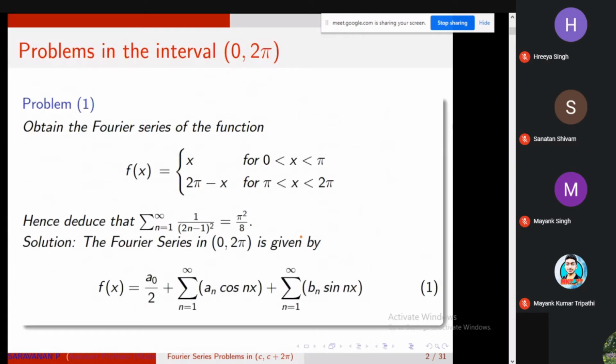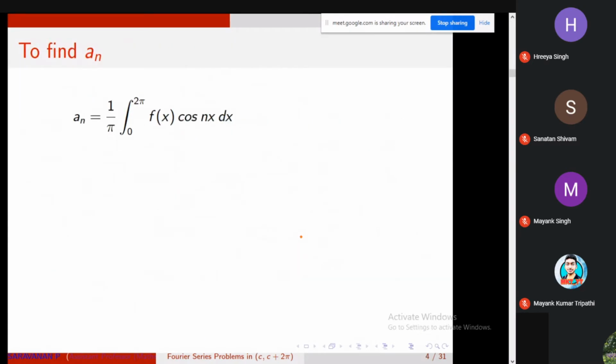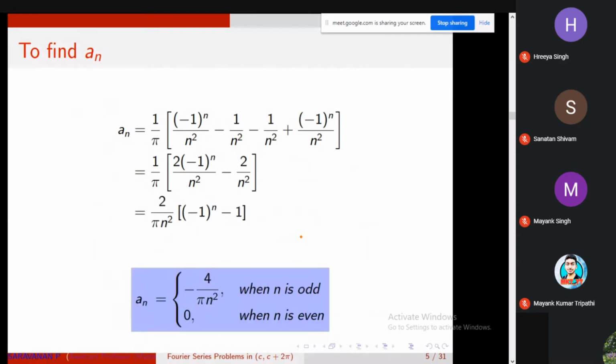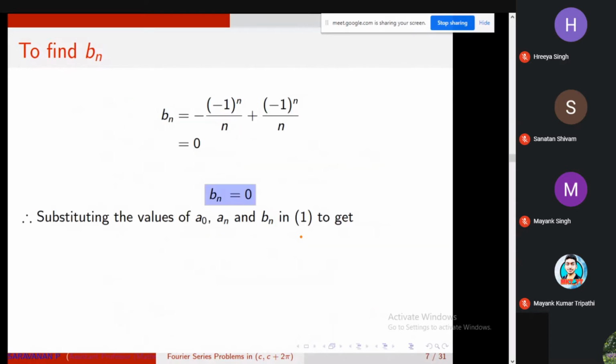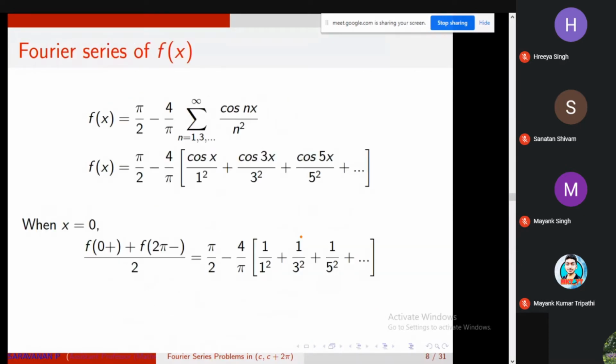So in this case, just wait. We have just seen this problem.